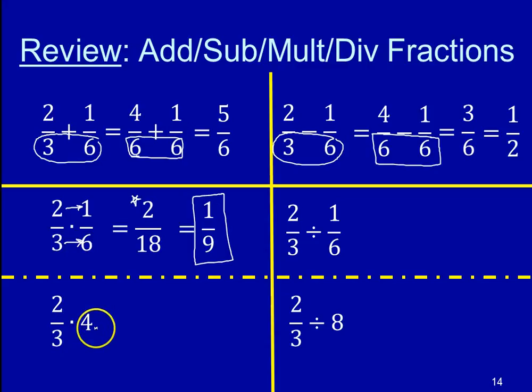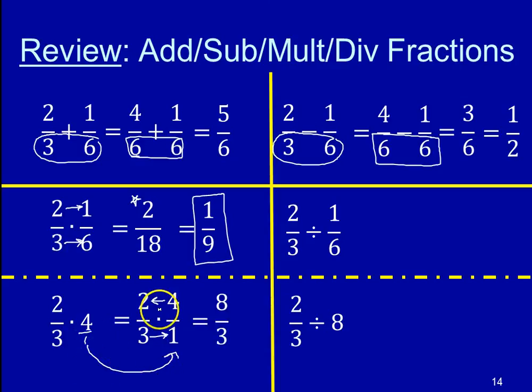Now, it's the same thing with the second question. You just have to make sure you recognize what 4 is. I'm not multiplying 4 times 2 and 4 times 3. Think about it. Can I take 4 and make it a fraction? If I did, it would be what? 4 is 4 over 1. So I'm multiplying 4 times 2 and 3 times 1. So if it helps, turn that 4 into a fraction. 4 over 1 gives you 8 over 3.